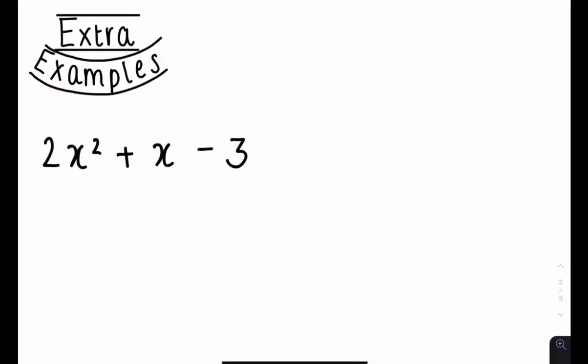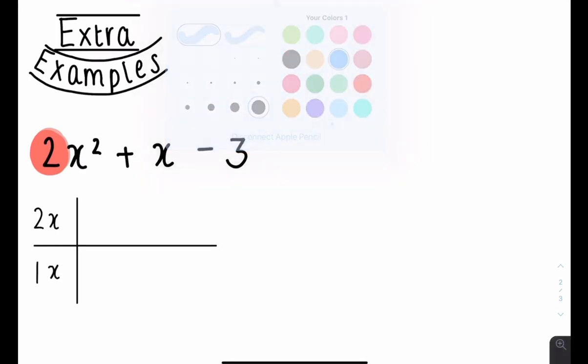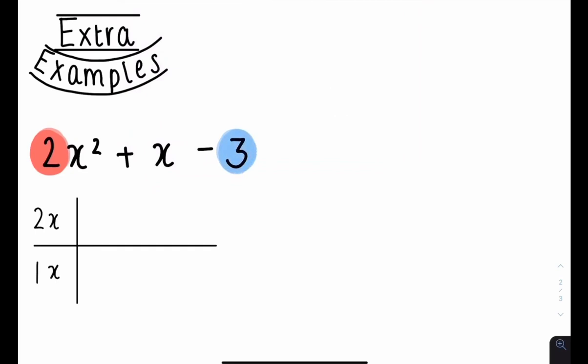Now let's start the extra examples. Here we have 2x squared plus x minus 3. As always, start by drawing your table and then looking at your coefficient, which in this case is a 2. What are the factors of your coefficient? 2 and 1. And you place an x here and here for the same reasons as before. Then you look at your last number, which is a 3, and you have to list the factors of 3, which are 3 and 1, or 1 and 3.